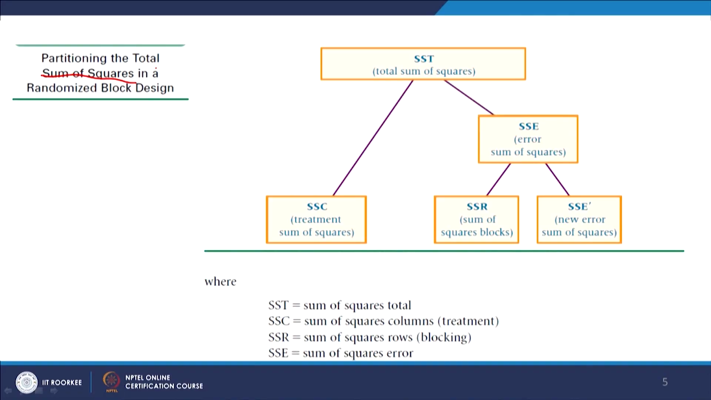So, this is how the partitioning of the total sum of squares happens. This is the column sum of squares, and this is the error sum of squares, which is again a summation of this row sum of squares and this error sum of squares, right. If you calculate these two, then you can easily find the total sum of squares.